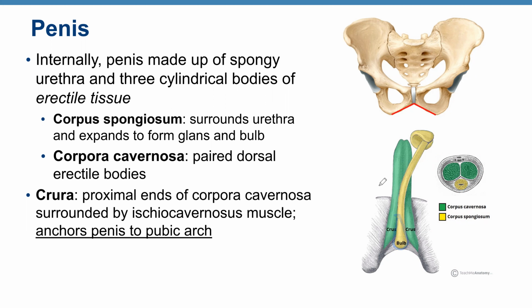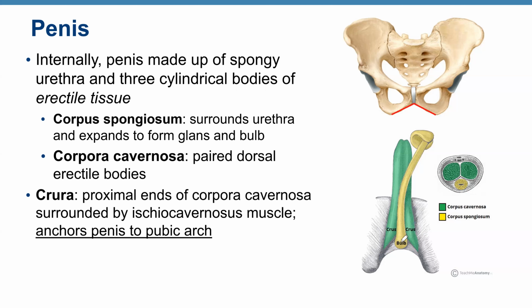In corpora cavernosa, we have 2 of these structures, paired dorsal erectile tissue. And the corpora cavernosa expand into the crus. The penis is attached to the pelvis and a membranous structure over here, to a membrane of the pelvic floor, through this crus and bulb.